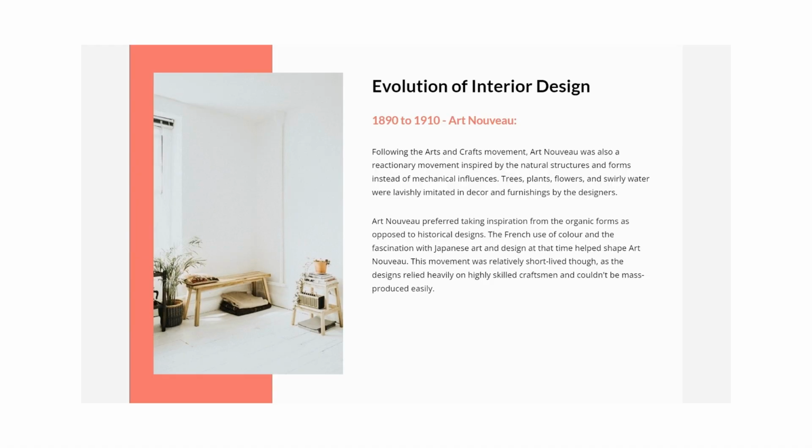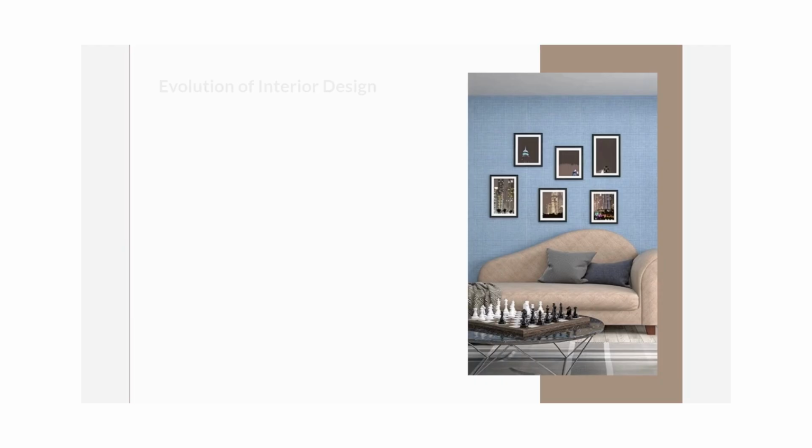Art Nouveau preferred taking inspiration from the organic forms as opposed to historical designs. The French use of color and the fascination with Japanese art and design at that time helped shape Art Nouveau. This movement was relatively short-lived though, as the designs relied heavily on highly skilled craftsmen and couldn't be mass-produced easily.